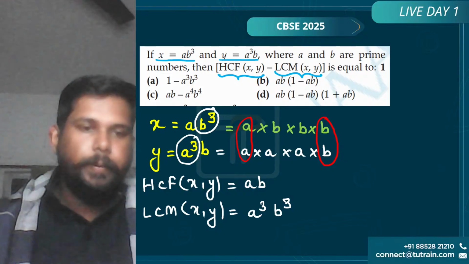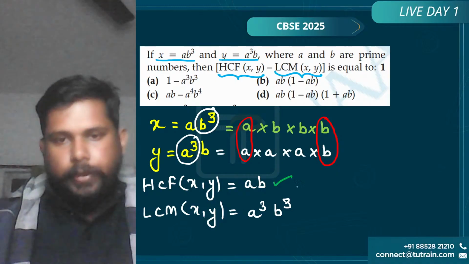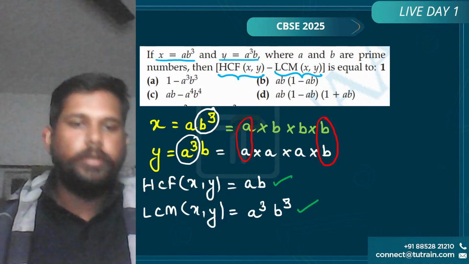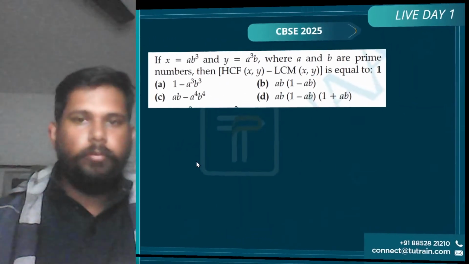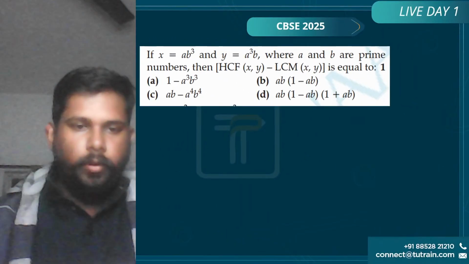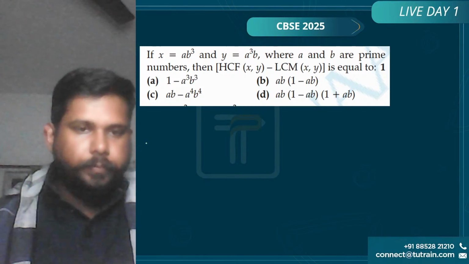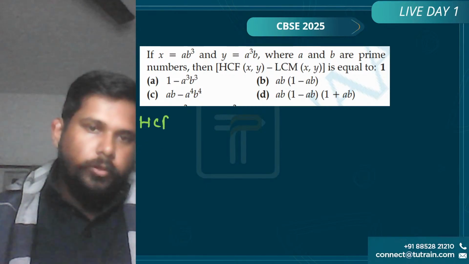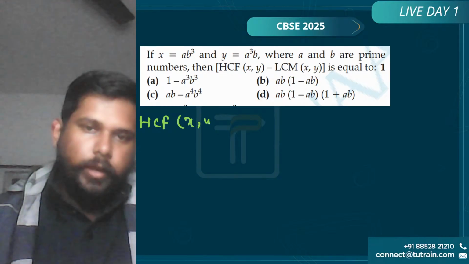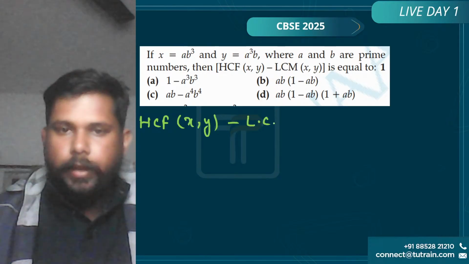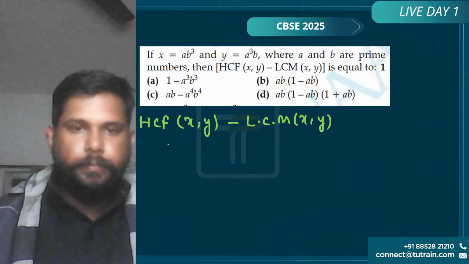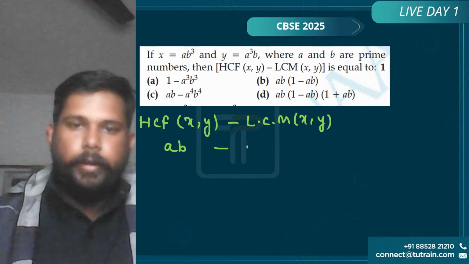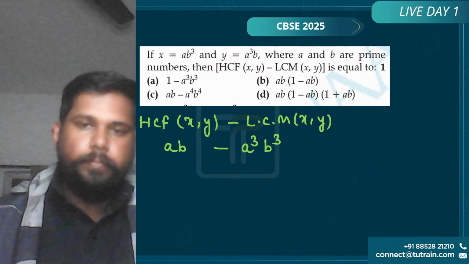Now once you get the HCF and LCM, you just need to subtract them. So now we are going to subtract them. Let's write here: HCF of x, y minus the LCM of x, y. So it is ab minus a cube b cube.